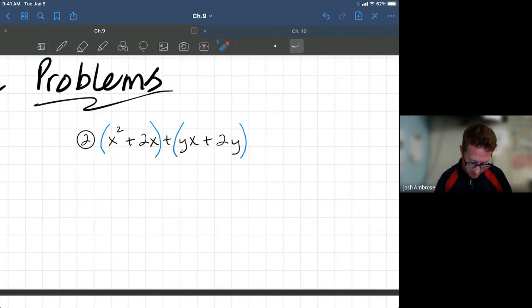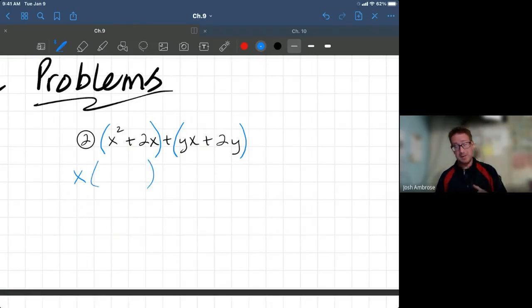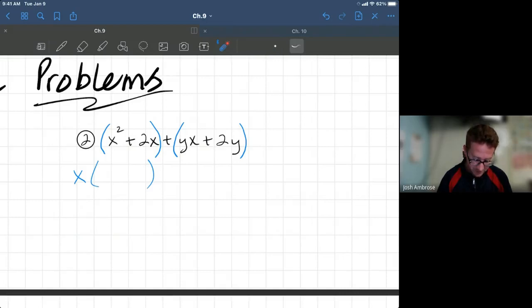All right, just looking at this, they each share an x. So I can factor one of those x's out, and then never forget in parentheses what is left over. Well, if I took an x away, that had 2, that means there's 1 left over. This one only had 1, so that means the only thing left over is just that plus 2.